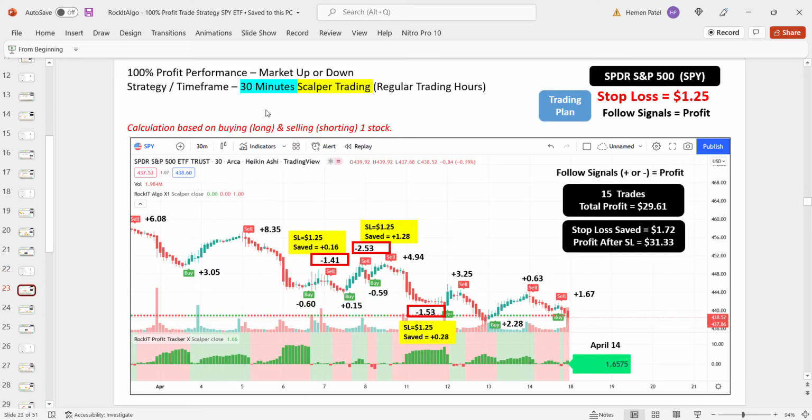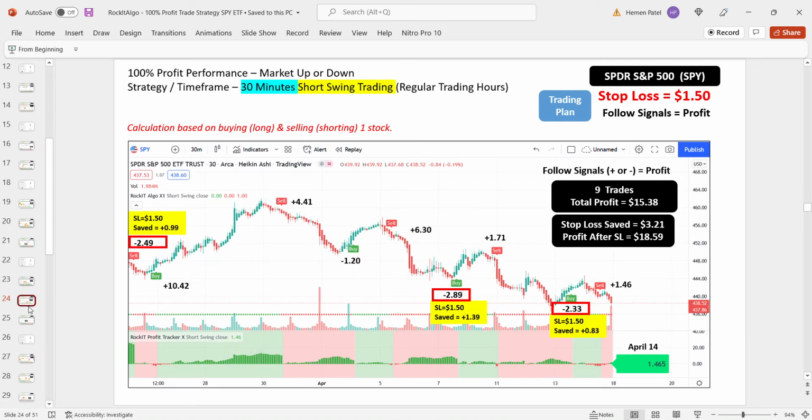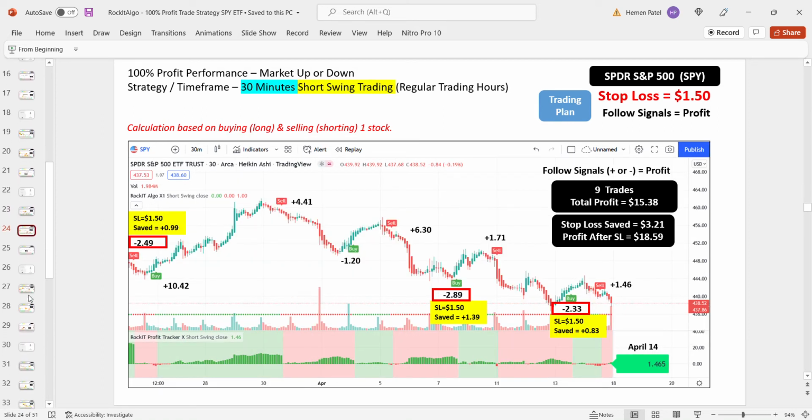Here, 30-minute. 15 trades, past 15 trades, $29.61. The stop loss is $1.25, so you can see we would have gotten out of the trade at a loss of $1.25, giving us the savings, which increased the profitable P&L to $31.30. Really going quickly here just to save time.